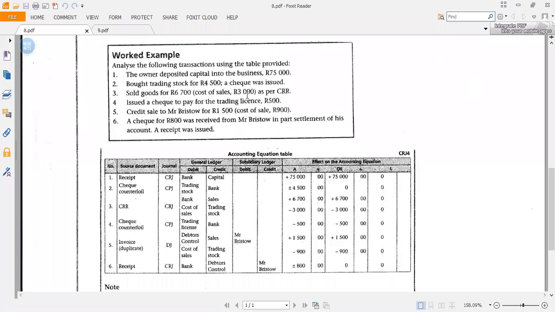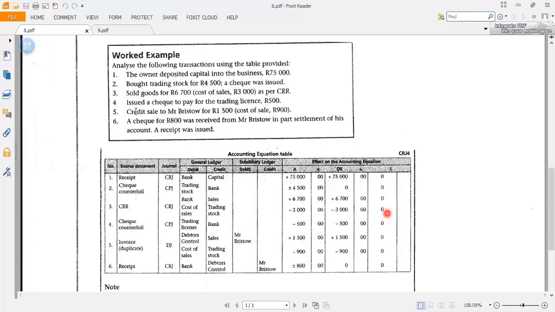So learners, the amount of 3,000 Rand is going to be recorded. We debit cost of sales, credit trading stock, minus 3,000. Why? Remember, it cost us 3,000 Rand for that trading stock. And we lost out on that amount of 3,000 Rand because the products have now been sold. Okay? And the value of trading stock has also decreased. So minus 3,000 under A, minus 3,000 under O, 0 under L.